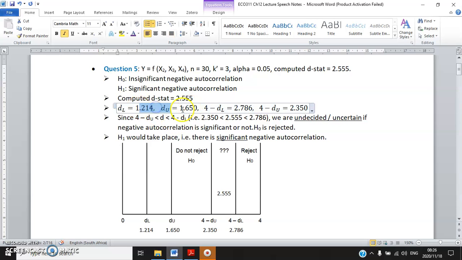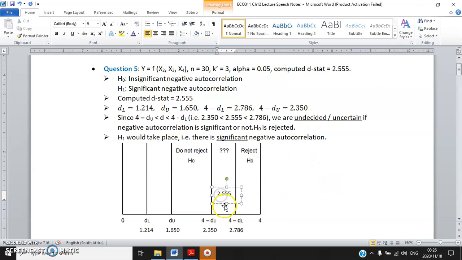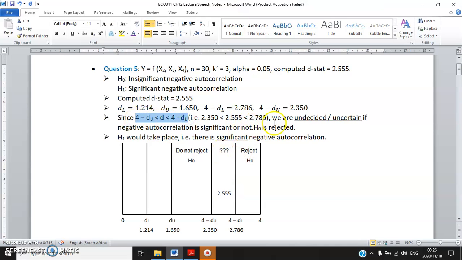Yes, 1.214, 1.650, then you can easily work out 4 minus dL and 4 minus dU, and this is the conclusion from the graphical sketch. My computed d-stat 2.555 is greater than 4 minus dU, but smaller than 4 minus dL, so it lies in the I don't know region. Therefore, we are uncertain, undecided if significant negative autocorrelation is present in this regression. So the answer is I don't know.